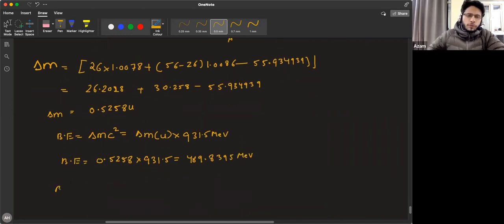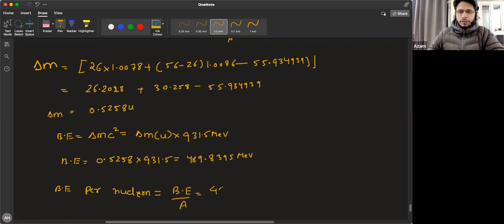Anshika, what will you do if you are supposed to calculate binding energy per nucleon for iron? I calculated the binding energy. How will you calculate binding energy per nucleon? Again, Abbas, how will you calculate binding energy per nucleon? Saifullah, binding energy per nucleon? Sir, binding energy per mass number.